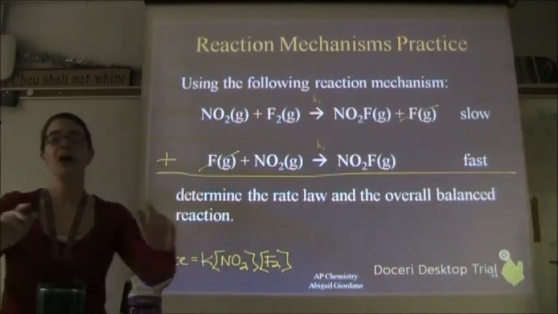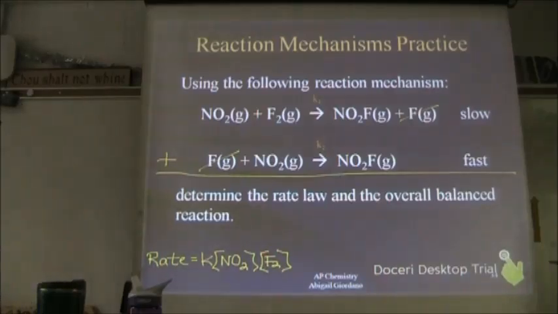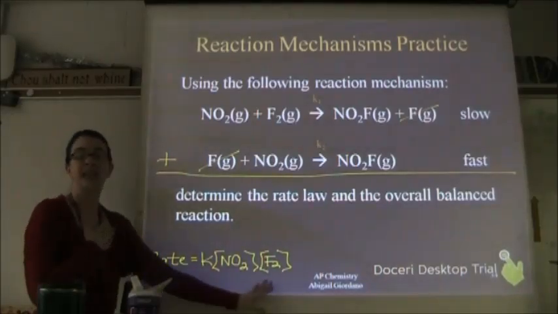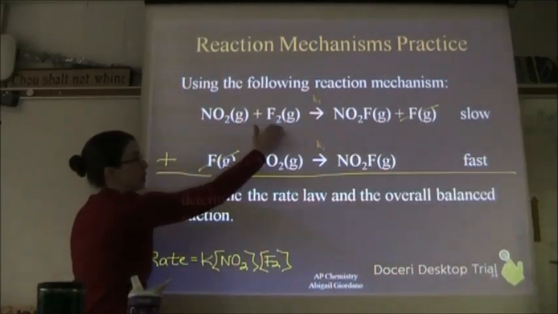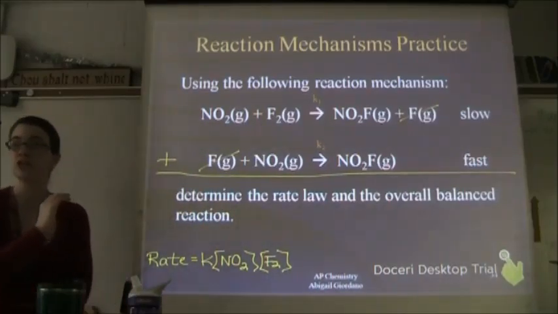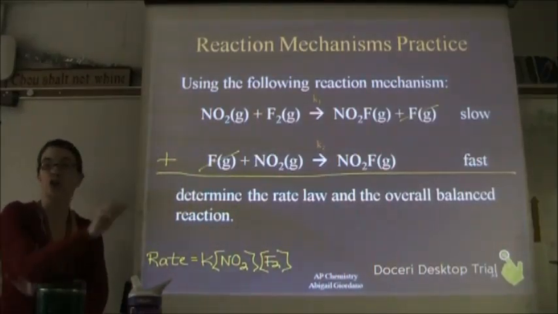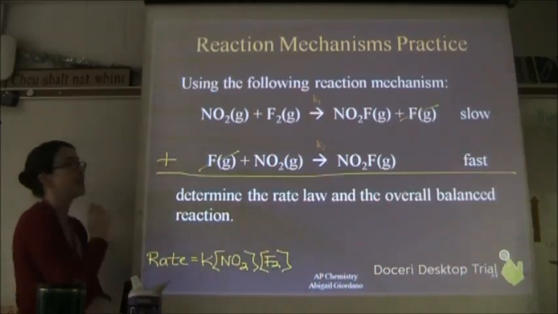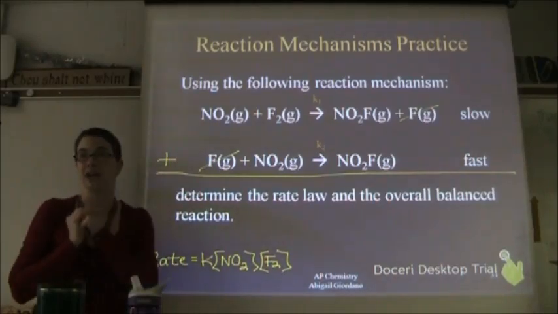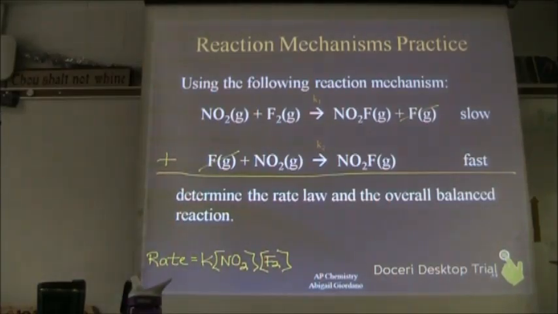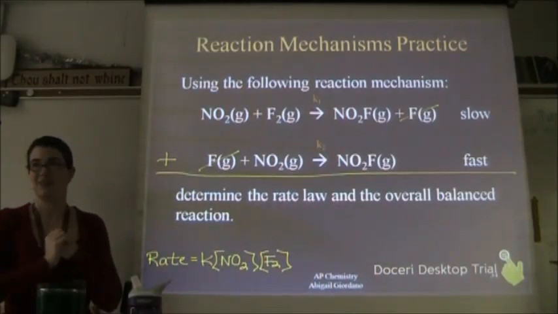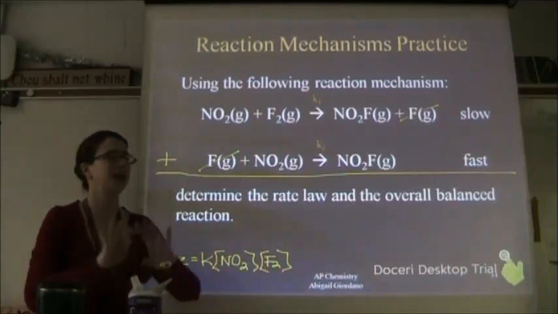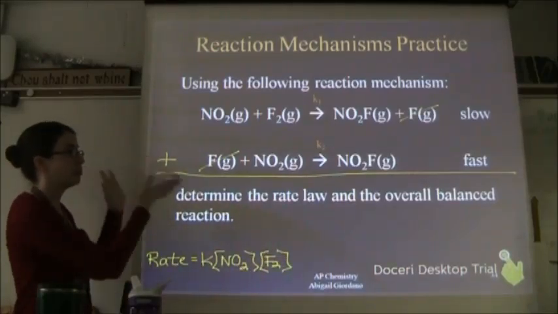What? I know, I'm amazed too. All right, let me say it again. The rate law found from your slow rate determining elementary step is also the rate law for the entire overall reaction. Okay, so determine the rate law, check, done. We didn't have to use a graph, we didn't have to use a data table. It was that easy.